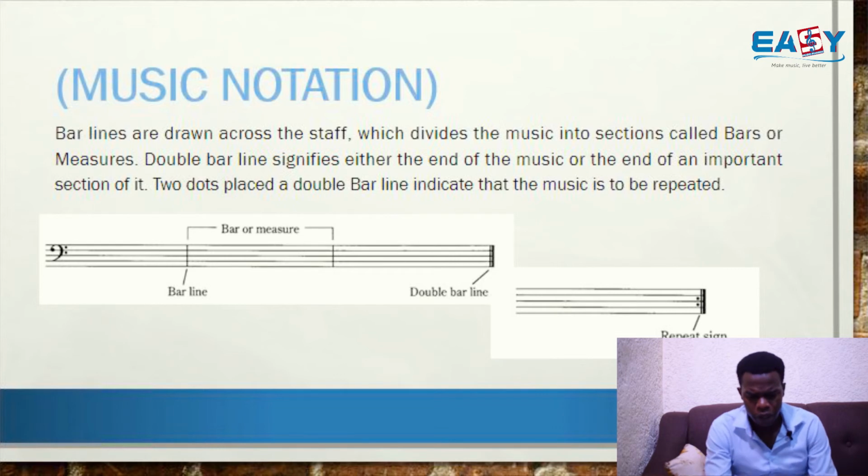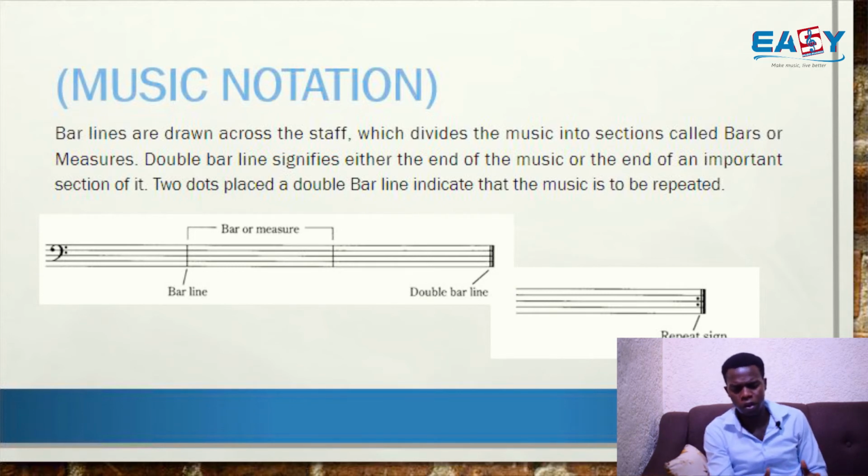So we put double lines at the end of a piece of music to indicate that the music, or a section of it, is ending. And if we have two dots at the end, this means that the section of this music needs to be repeated.